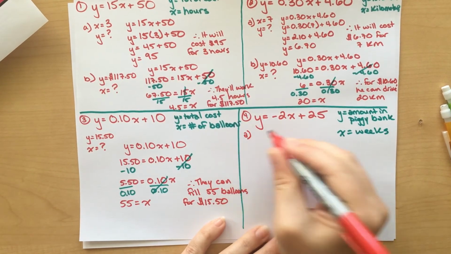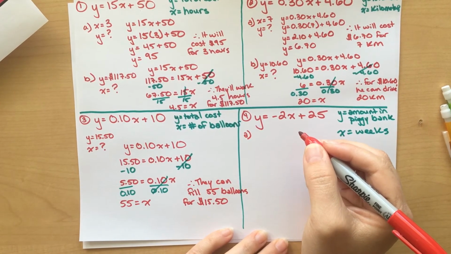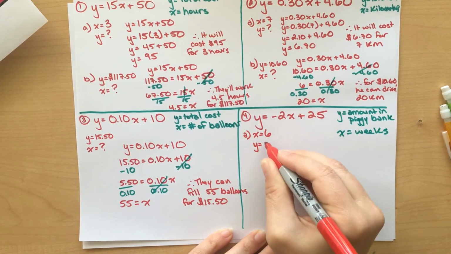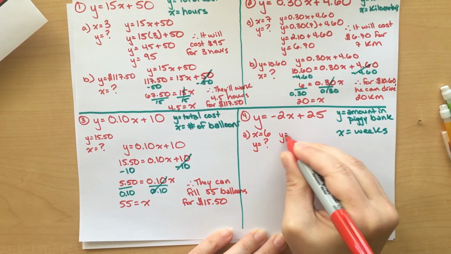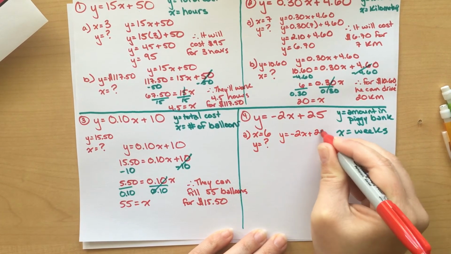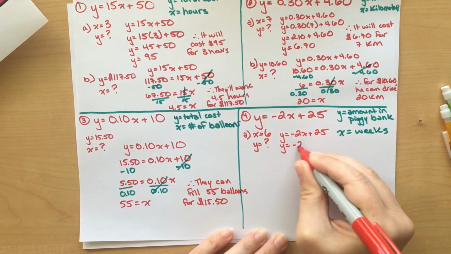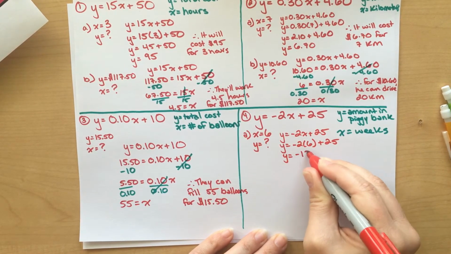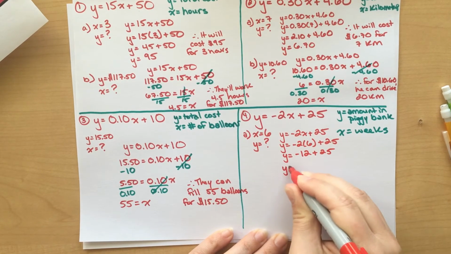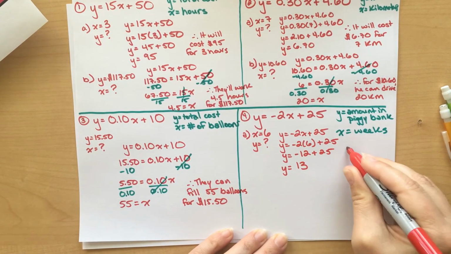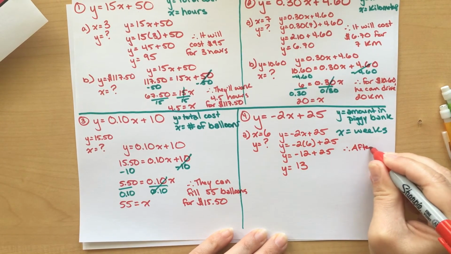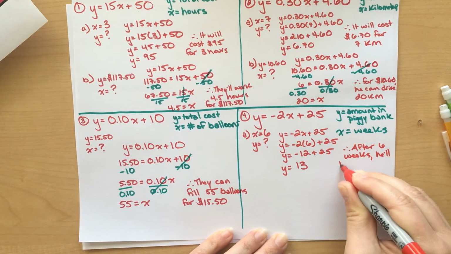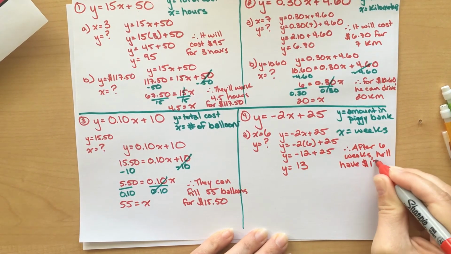All right, so for A, we know the X value, or the number of weeks that we're looking for, is 6. We want to know how much will be left then in the piggy bank. So Y equals, there's our equation. Let's plug in the X value that we know. Y will be left with $13, okay? So therefore, after 6 weeks, he'll have $13 left in his piggy bank.